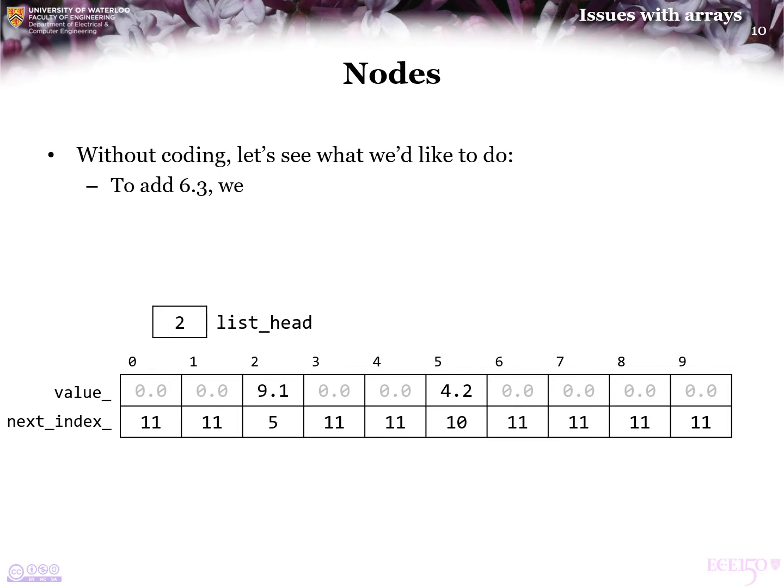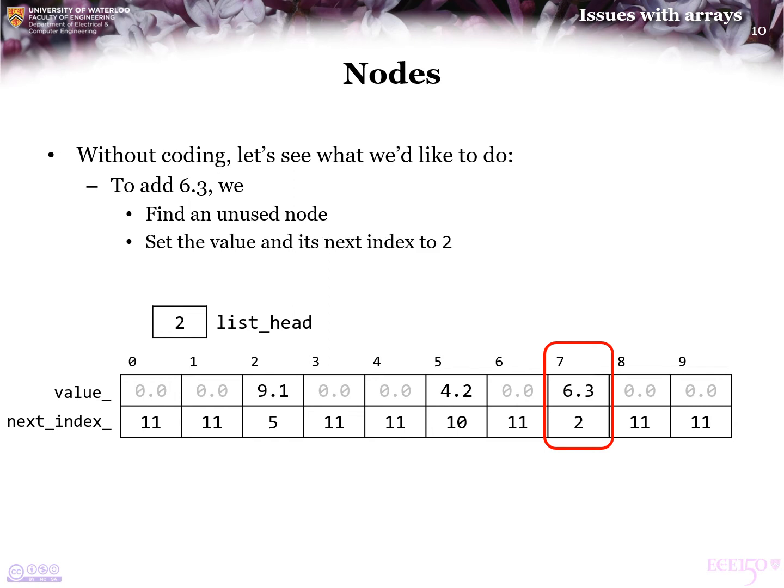Now, let's say we want to add 6.3. Once again, we will ask our oracle to give us an unused node. In this case, we get back index 7. We will then set the value to 6.3, and the next index of that node will be set to the current value of list head, which is 2. We will then update list head to remember index 7.